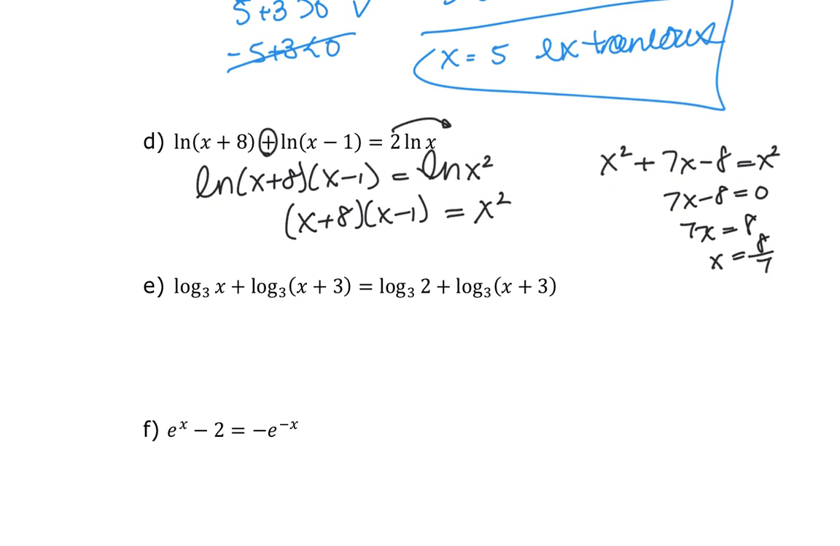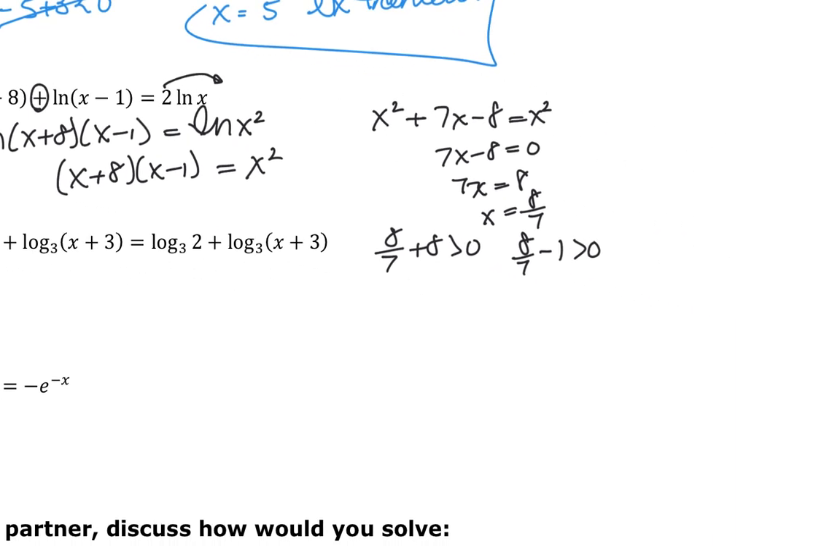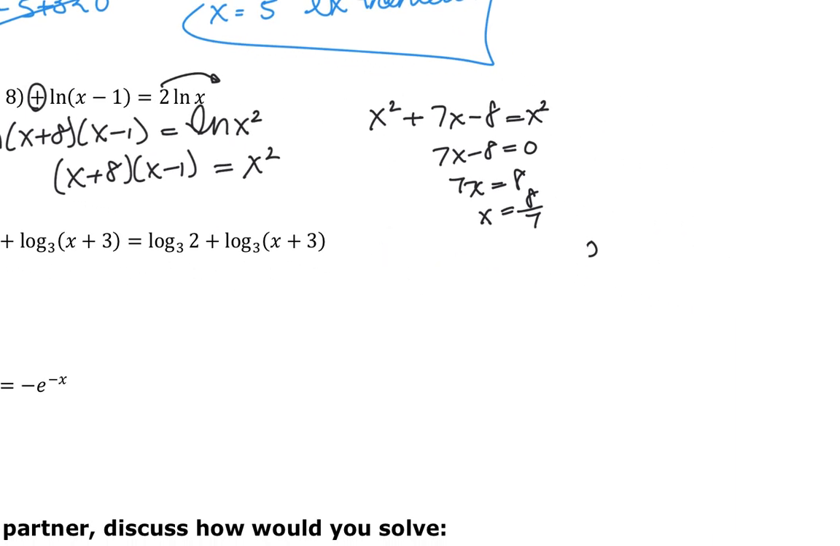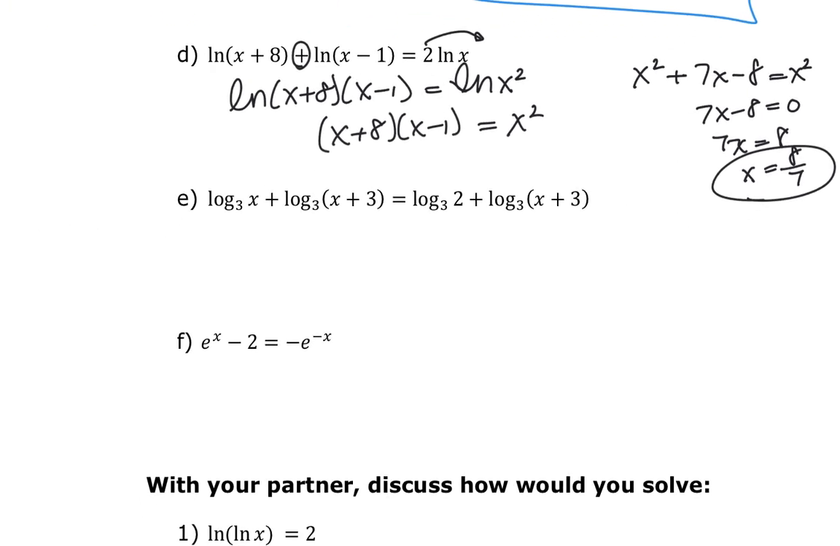And I just need to make sure that when I put 8/7 back into x plus 8, it is bigger than 0, and it is. So 8/7 plus 8 is greater than 0, and also 8/7 minus 1 will also be greater than 0. So it will not produce an extraneous solution, so this is my one and only final solution.